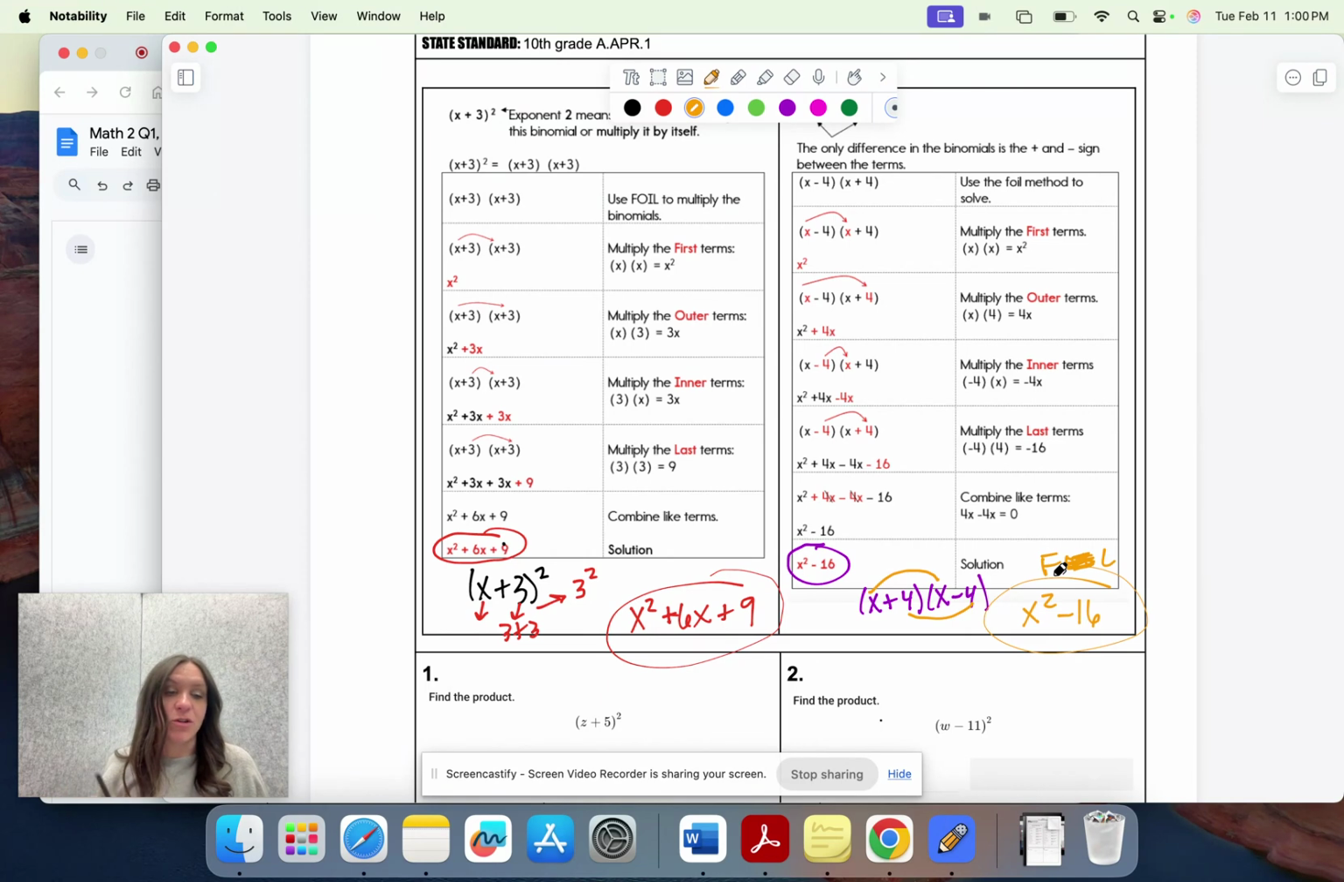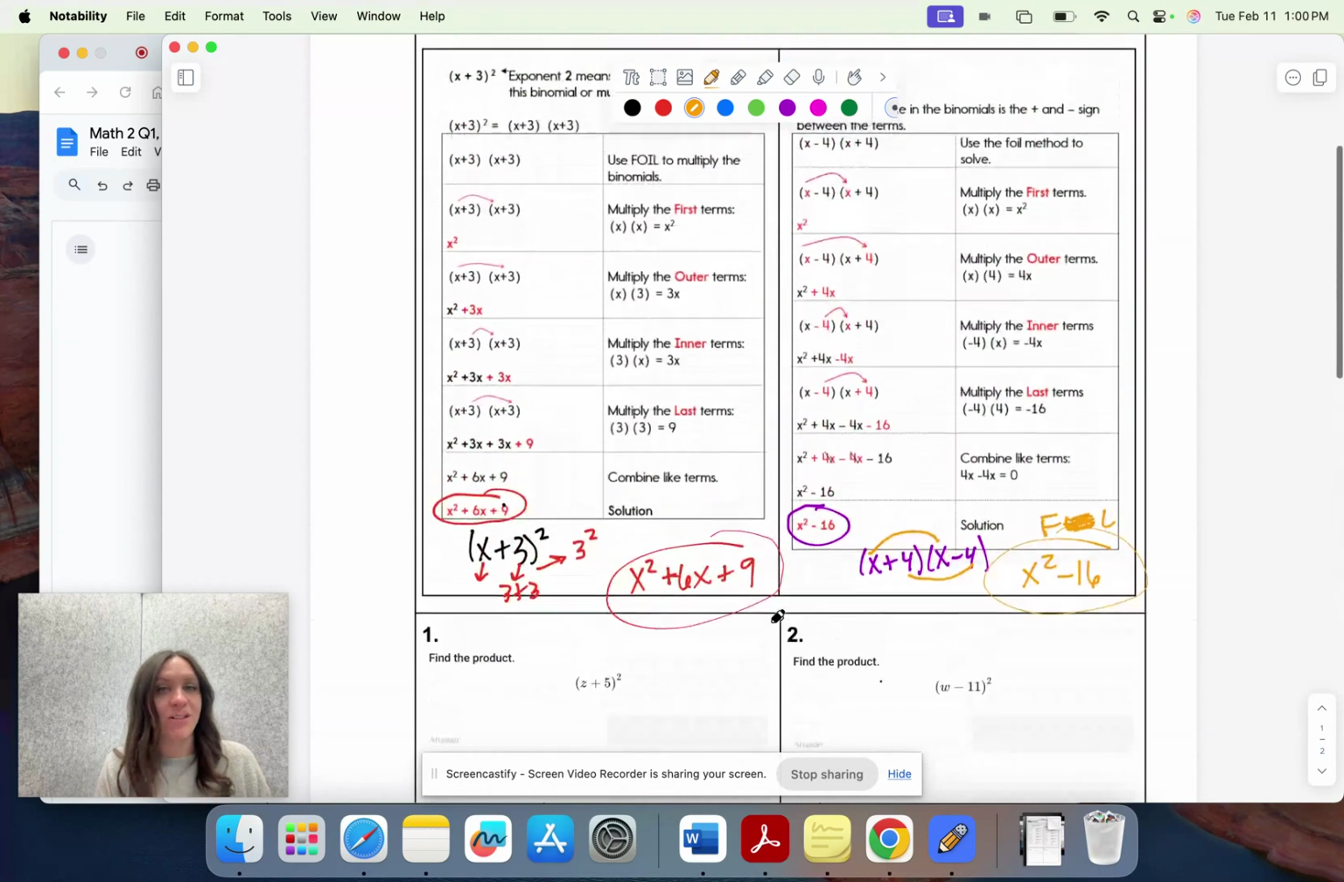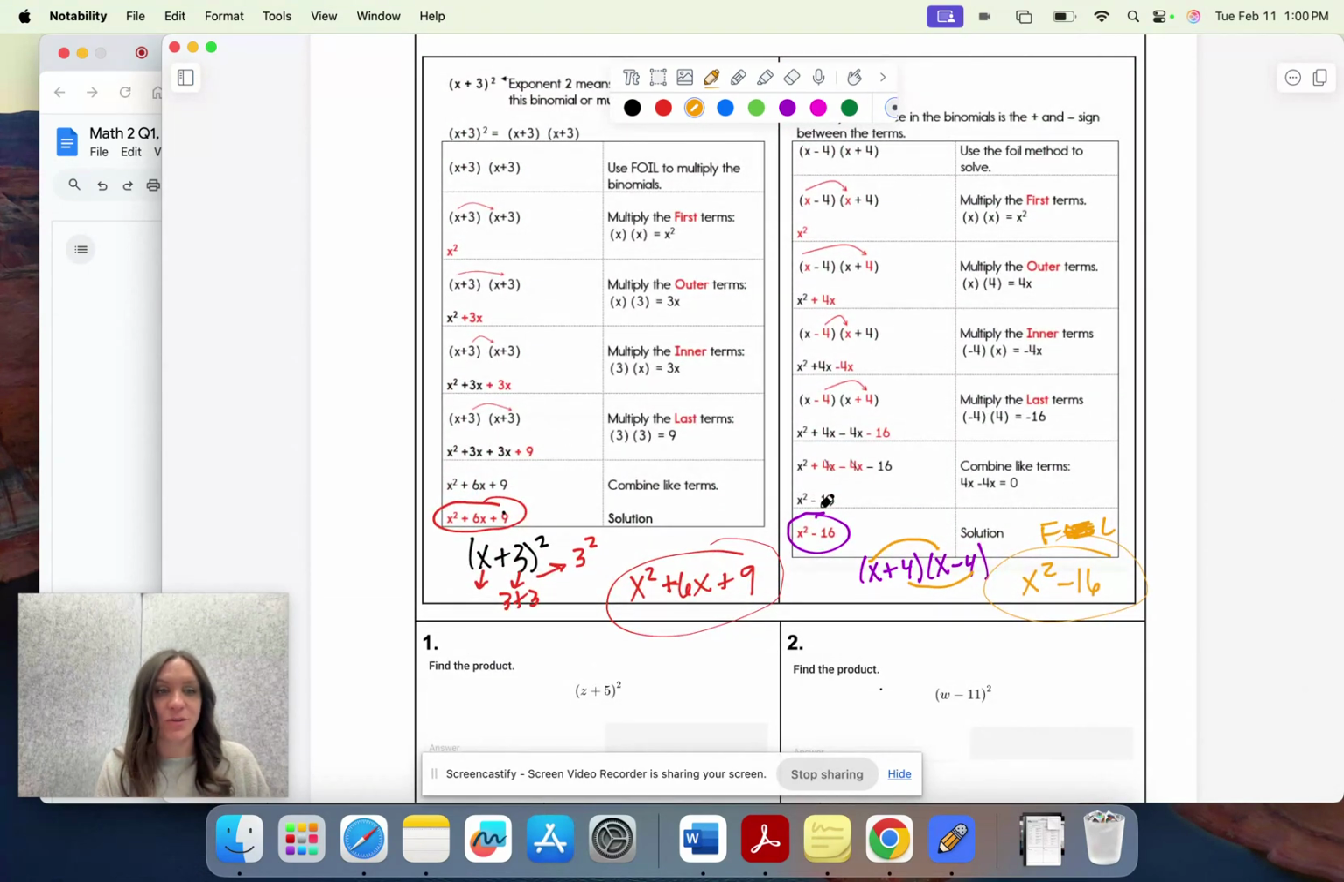You can write them out and multiply them just like we were doing last time. But there are patterns and shortcuts for those two types of problems. So you have 7 of them. Again, you don't have to use the shortcuts if you want to do it this way. That's fine.